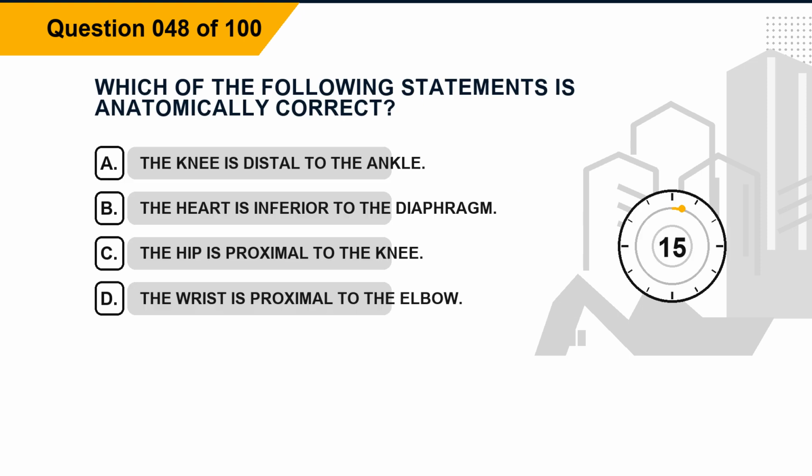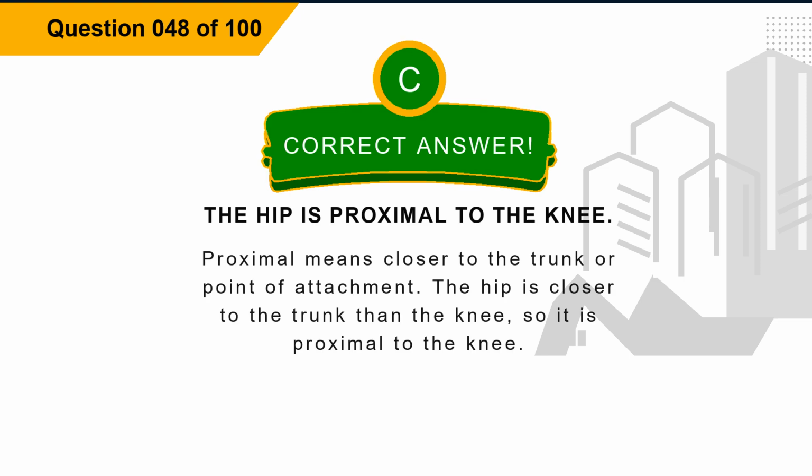Question 48. Which of the following statements is anatomically correct? Option A, the knee is distal to the ankle. Option B, the heart is inferior to the diaphragm. Option C, the hip is proximal to the knee. Option D, the wrist is proximal to the elbow. The correct answer is option C, the hip is proximal to the knee. Explanation: proximal means closer to the trunk or point of attachment. The hip is closer to the trunk than the knee, so it is proximal to the knee.